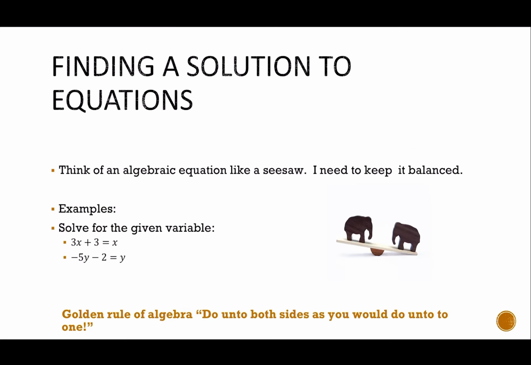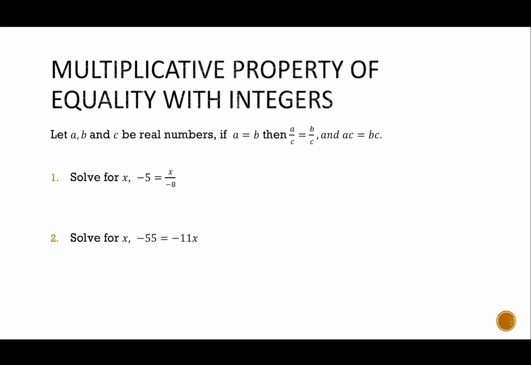And when it comes to solving an equation, we need to treat it kind of like a seesaw. We've got to keep it balanced. So the golden rule of algebra is what I do to one side, I have to do to the other side. Do unto both sides as you would do unto one side. And one tool we have to do that is the multiplicative property.